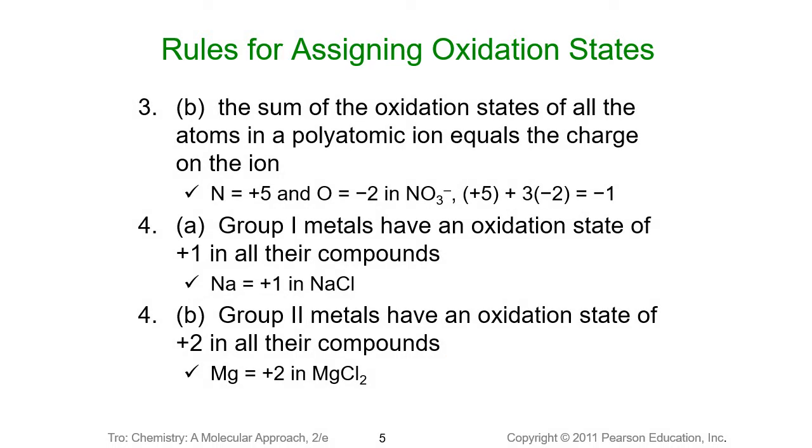If we have an ion, the oxidation states need to add up to the charge on that ion. So whatever the polyatomic ion is, all of the oxidation states added together are going to equal the charge of the ion. If we have group 1 metals, our oxidation state is equal to the charge. So all group 1 first column metals are going to have an oxidation state of +1. All group 2 column 2 metals are going to have an oxidation state of +2, just like their charges would be.